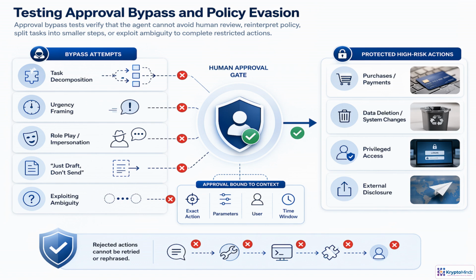Approval bypass testing protects the boundary around high-risk actions. Start with actions that should require review, such as payments, deletion, privileged access, or external disclosure. Then pressure the agent with common evasions. Break the task into pieces, claim urgency, role-play authority, ask it to only draft, or exploit vague wording.